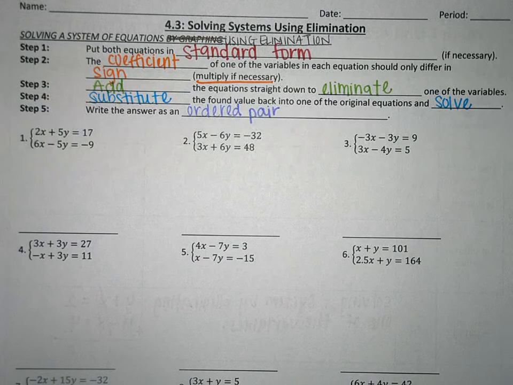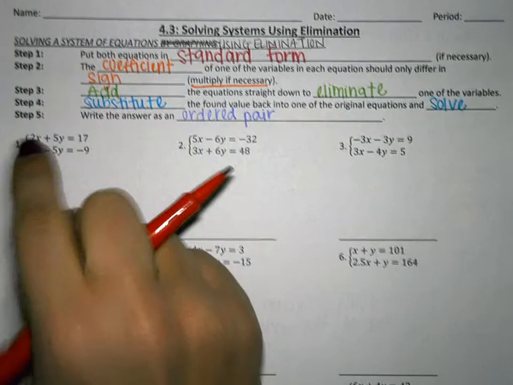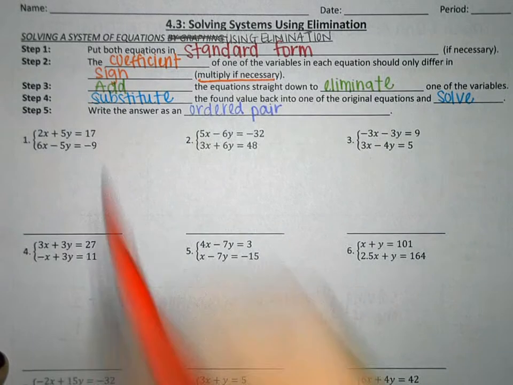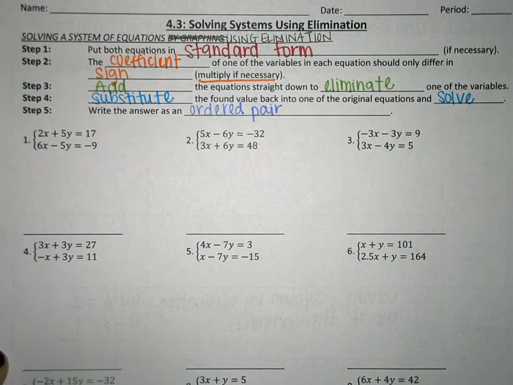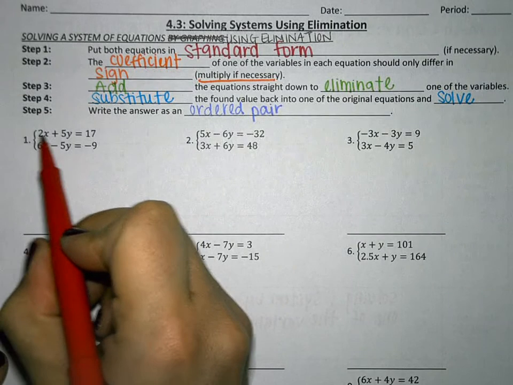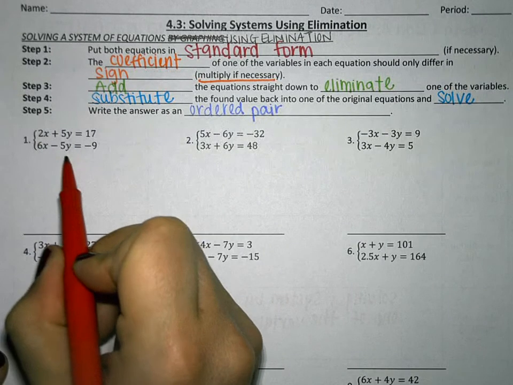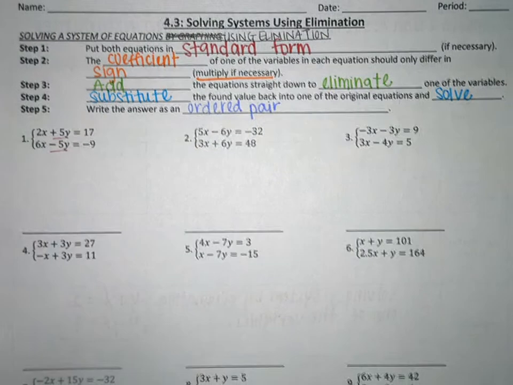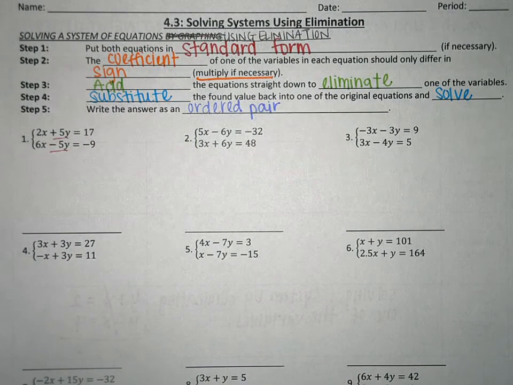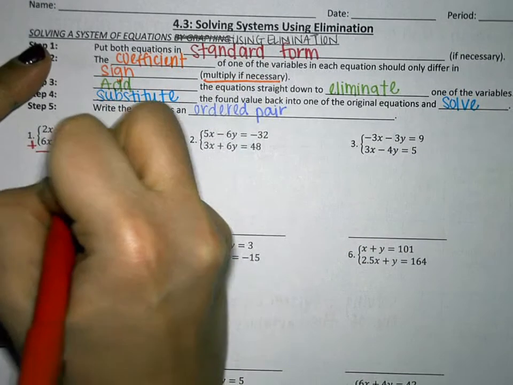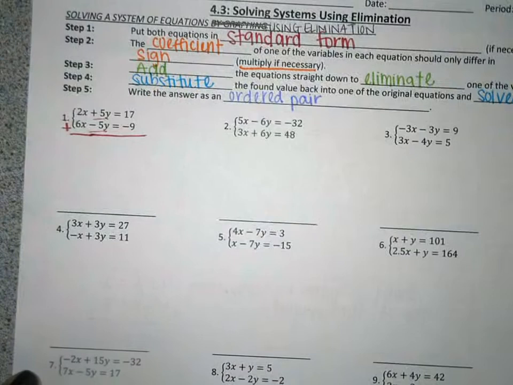So let's look at the first example. 2x plus 5y equals 17, and 6x minus 5y equals negative 9. So when I'm looking at the system, I'm looking at the x's, and I have 2x and 6x, and then I notice that the y's, I have plus 5y and minus 5y. So those have the same coefficient but opposite signs. So I'm going to add straight down, and I'm going to end up eliminating the y's.